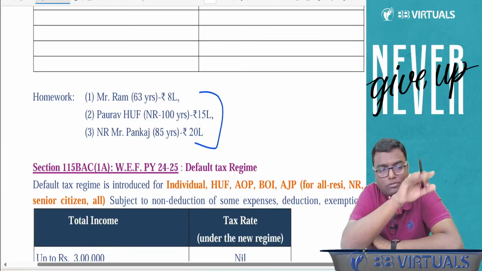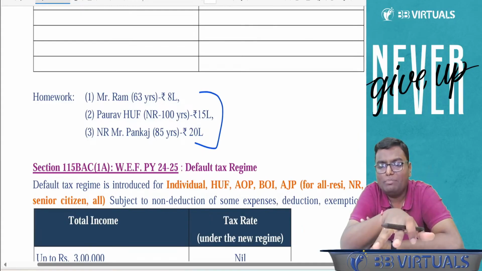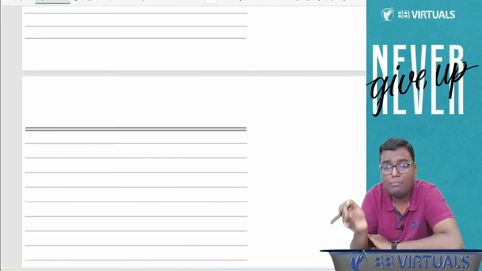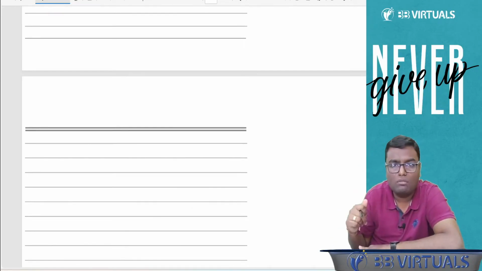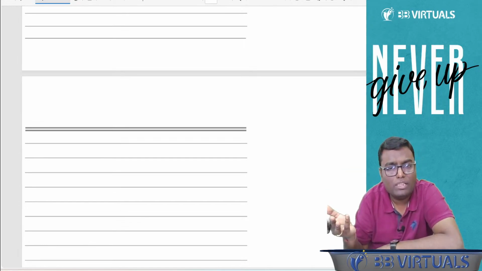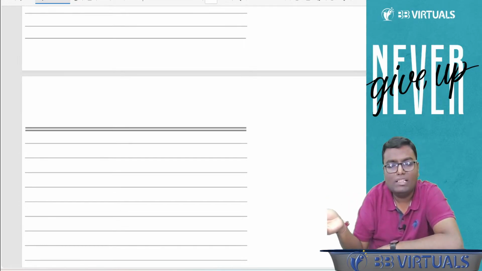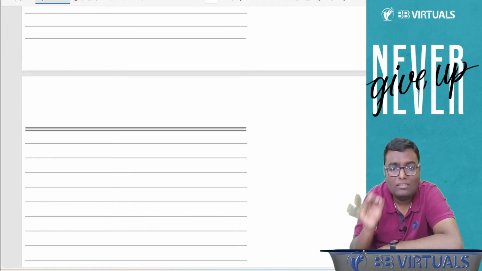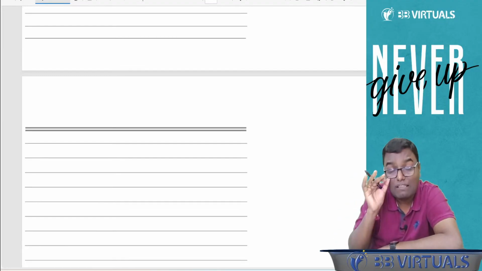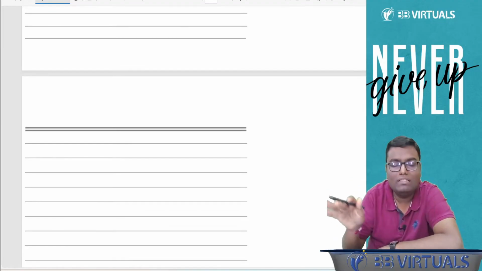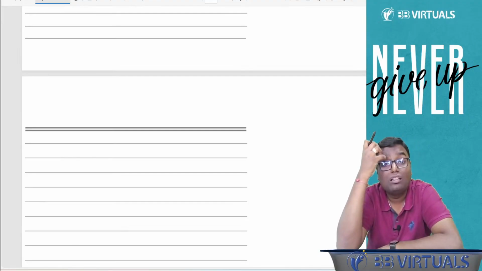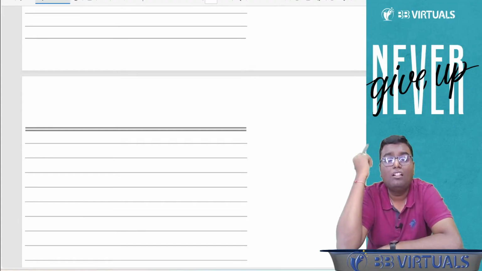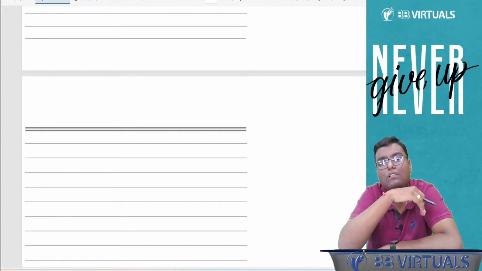this tax rate for individual, HUF, AOP, BOI, AJP. Every year budget comes. Every year people were waiting for a new tax rate to come. And every year what the government was doing, whatever rates were given earlier, they were just copy pasting. Since last 10 years, these tax rates are same. Since last 10 years, there are no changes in this tax rate. So people have demanded that government should bring some new tax system where the tax rate should get substantially reduced.